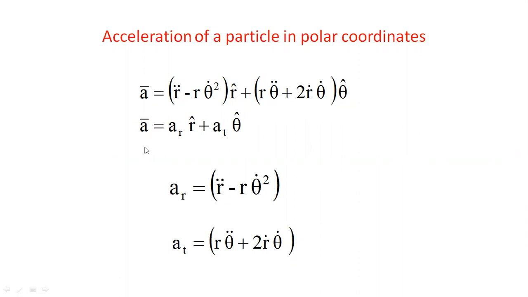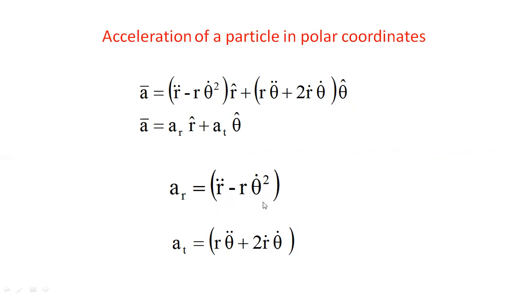Therefore, the acceleration is given by the sum of the radial component and the transverse component of the acceleration. This radial component is r double dot minus r theta dot square, and this transverse component of the acceleration is r theta double dot plus 2 r dot theta dot.